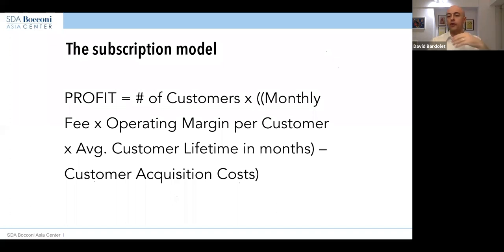So let's dig down, for example, in customer lifetime. Say, okay, I understand this formula, and what I want to get better at is my customer lifetime. I want to take it from 10 months, more or less, the current one, to 12 or 15 months. And that obviously increases the profit, right? How do I increase the customer lifetime?